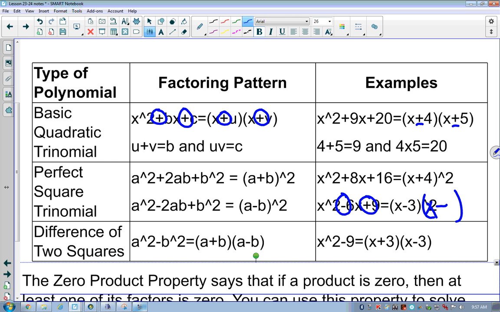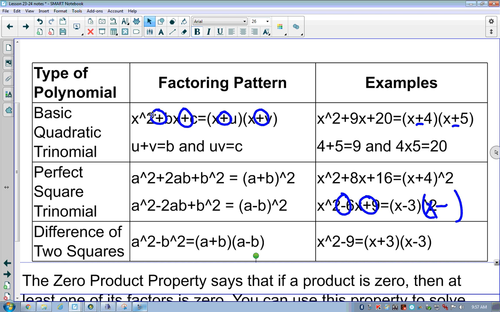Difference of two squares, so a squared minus b squared, where I have something like x squared minus 9. That's a sum difference, so I'd get x plus something, x minus something, in order for that to happen, but it'd have to be the same things.